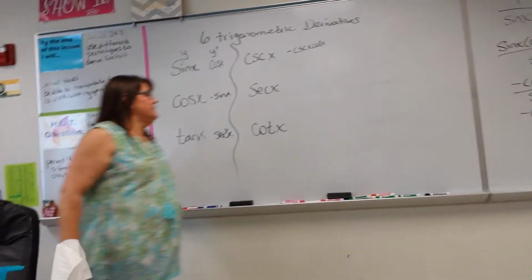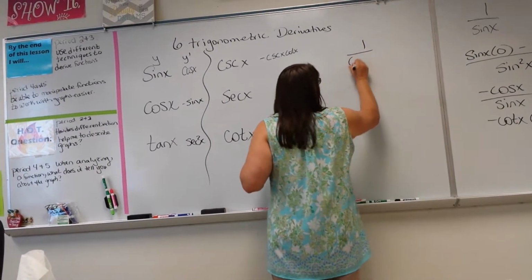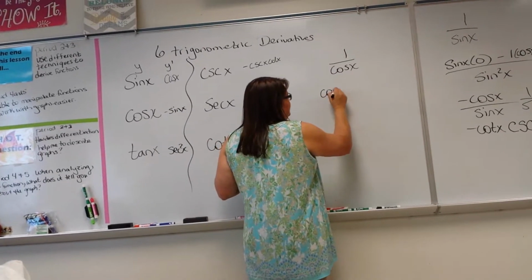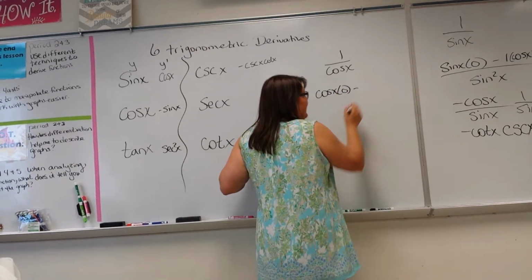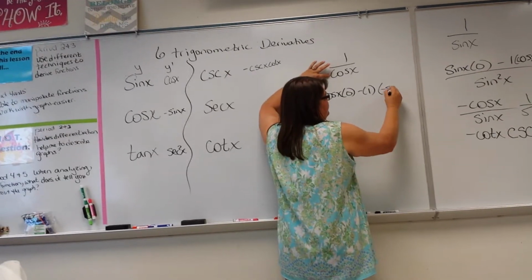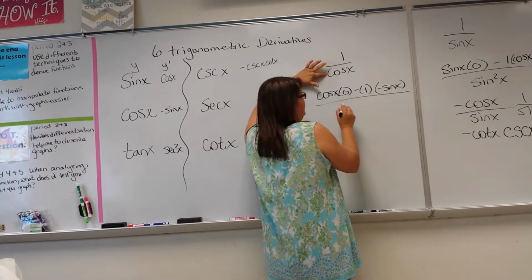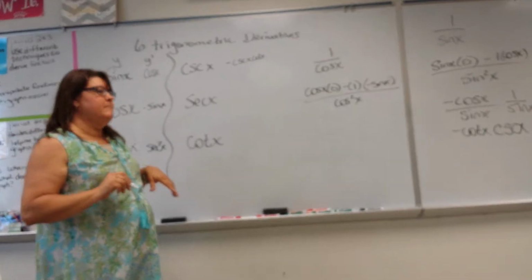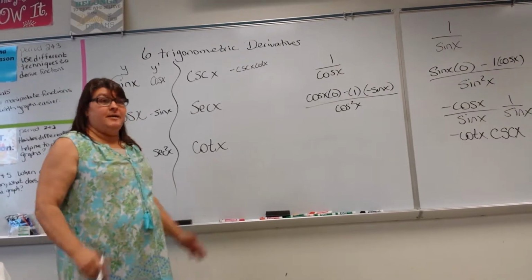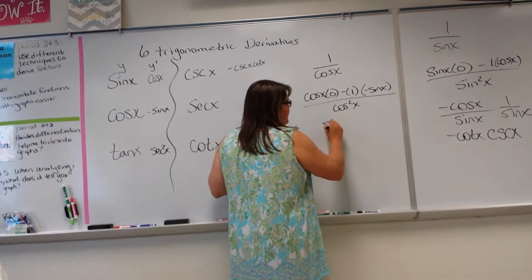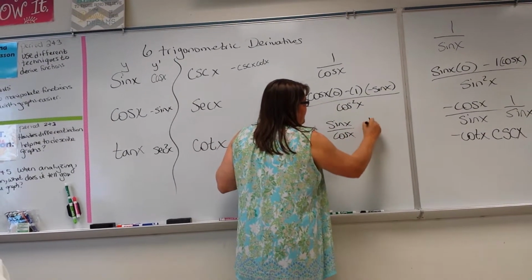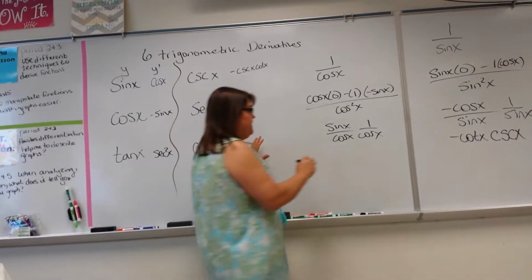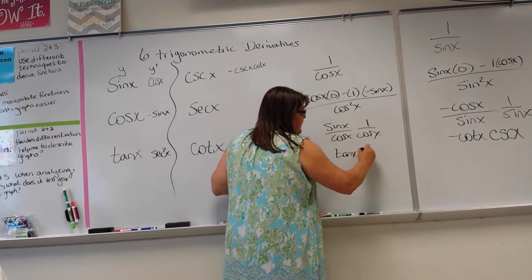What about secant? It's 1 over cosine. Okay, so let's do it. 1 over cosine. Low d high, cosine similar, times 0, minus high, 1, d low, a negative sine of x, all over cosine squared x. So 0 plus sine. So we have sine over cosine squared times 1 over cosine. So that's sine tangent, and secant, right? And it is secant tan.